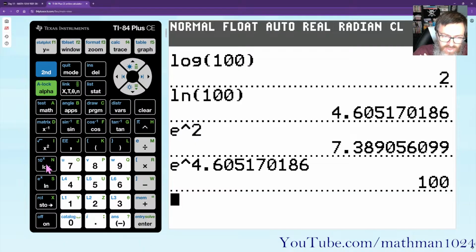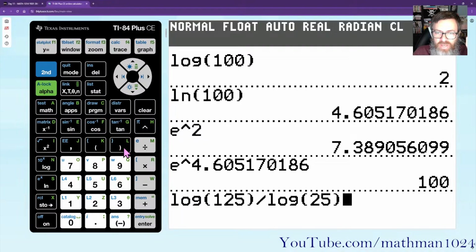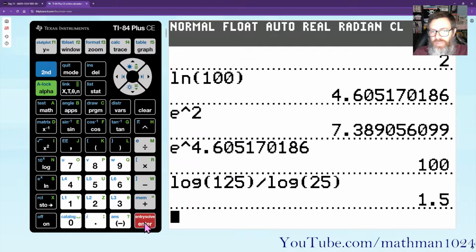So in the calculator, we can do log of 125. Make sure you close your parentheses, and then divide by what's in the denominator, which is log of 25. If we've done this correctly, it should give us 3 halves, which is going to be 1.5. Now, also keep in mind that when we were doing the change of base theorem, we said it could be any base that you wanted it to be, as long as it was the same.